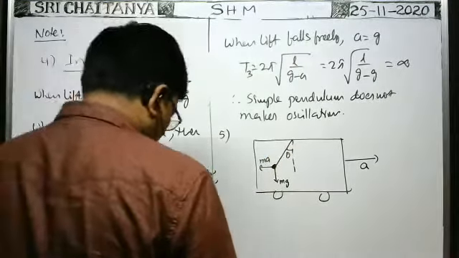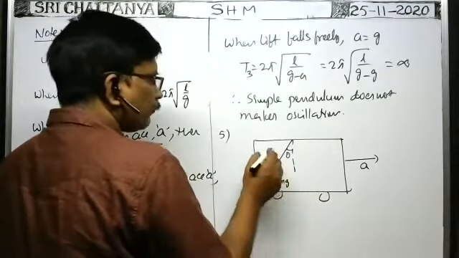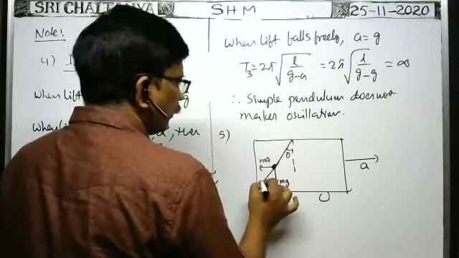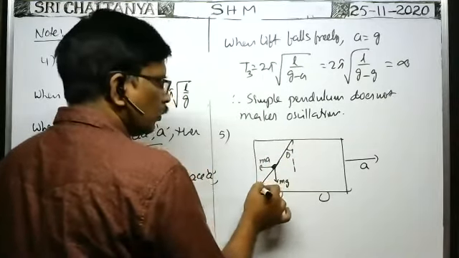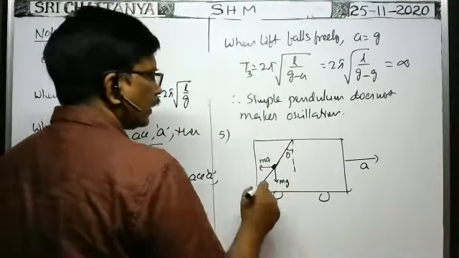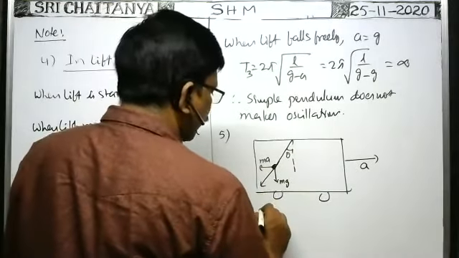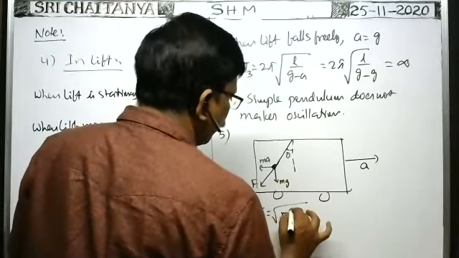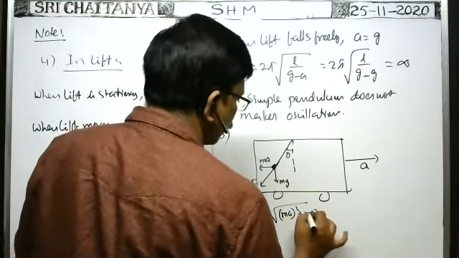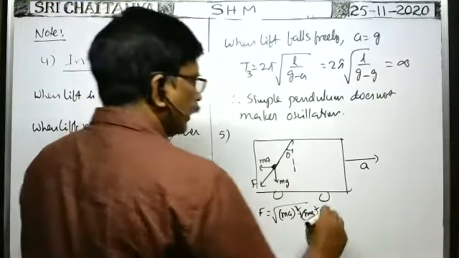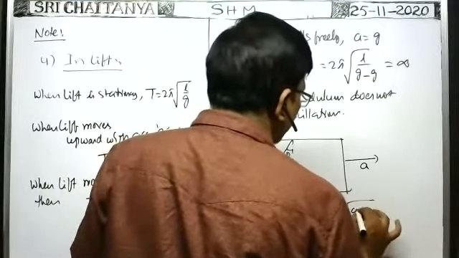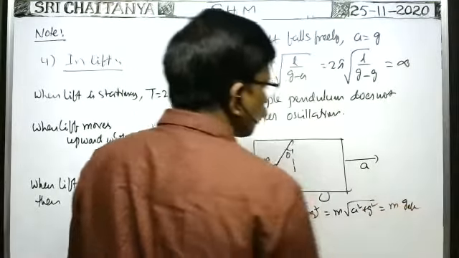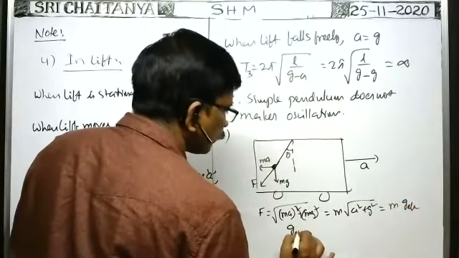Okay. At that time, what is the resultant force acting on the bob of the pendulum? The resultant force acts along the length of the string only, in this direction. That resultant force, say F, is equal to the square root of (ma) whole square plus (mg) whole square. That is equal to m into square root of a square plus g square. That is equal to m into g effective.